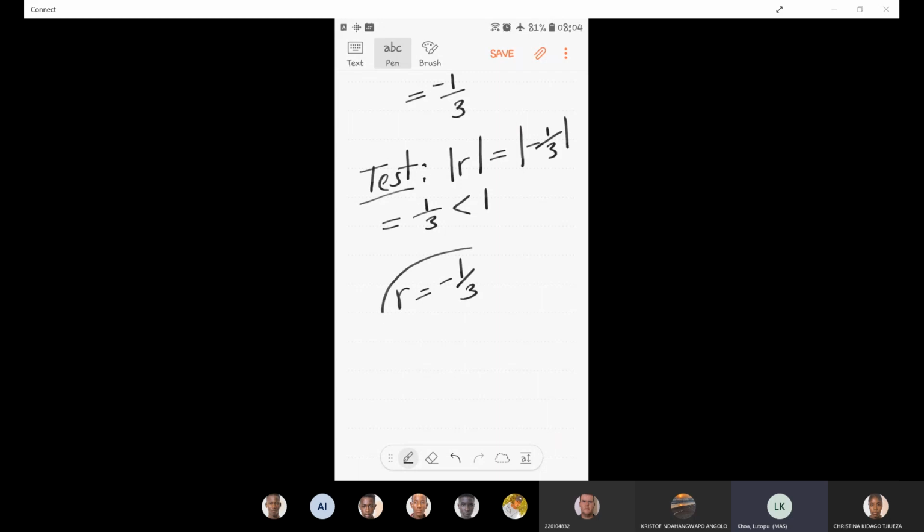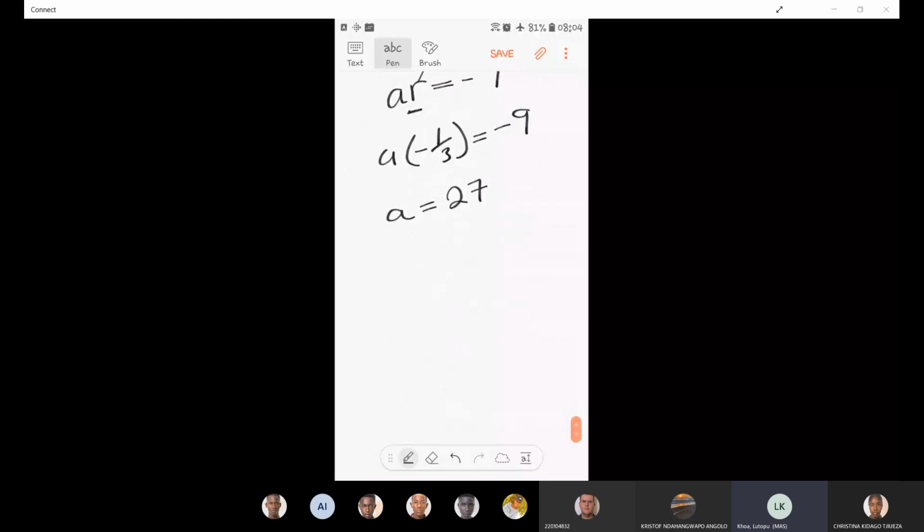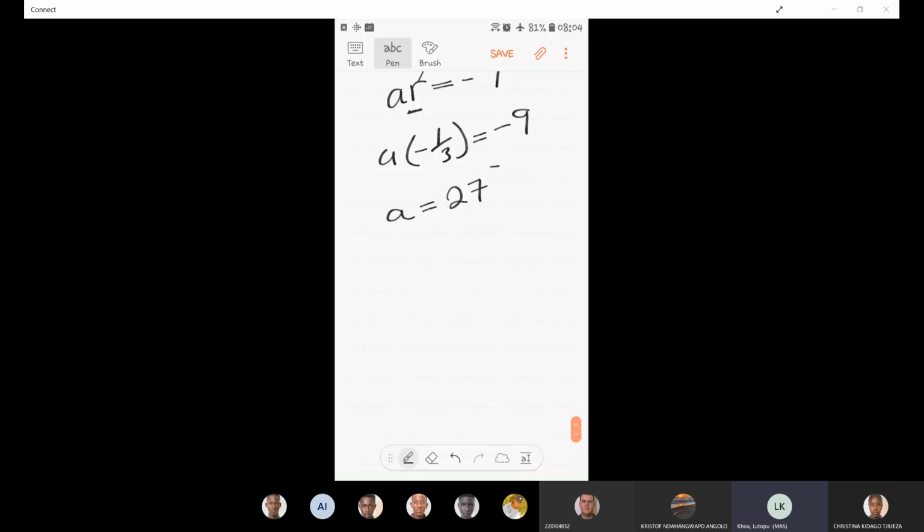R is -1/3. Now to work out A, I use this formula: AR is equal to -9. But R here is given over there, so I have A times -1/3 is equal to -9. Just divide by -1/3 on both sides. So you get A is equal to positive 27. Okay, because it's a negative dividing a negative, your answer should be positive. So now I have everything I need.